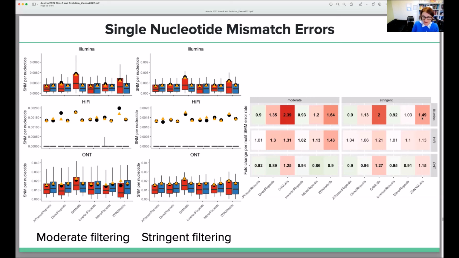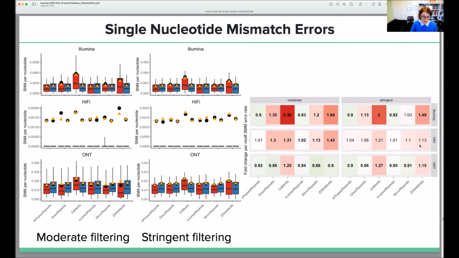for Z-DNA. For Hi-Fi PacBio, so this is another mode of PacBio sequencing in which there are multiple rounds going around the template, leading to very low error rates. And for this mode of PacBio sequencing, we're not observing any significant differences in the error frequency between non-B DNA and controls. So this might be the technology to go to when one wants to sequence non-B DNA accurately.